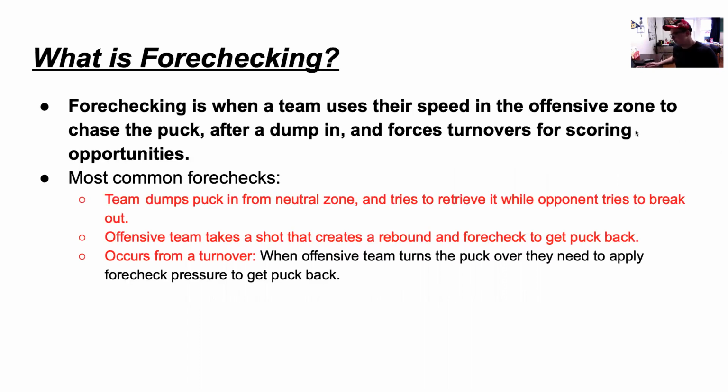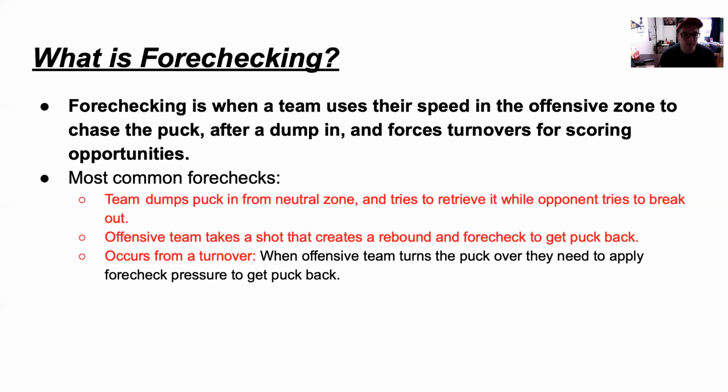So what is forechecking? Forechecking is when a team uses their speed in the offensive zone to chase the puck after a dump-in and forces turnovers or scoring opportunities. The most common forechecks include teams dumping in the puck from the neutral zone and trying to receive it while the opponent tries to break out. Remember how we talked about our breakouts? Our opponents are doing the same thing, but it's reversed. So we are forechecking and they're trying to break out.